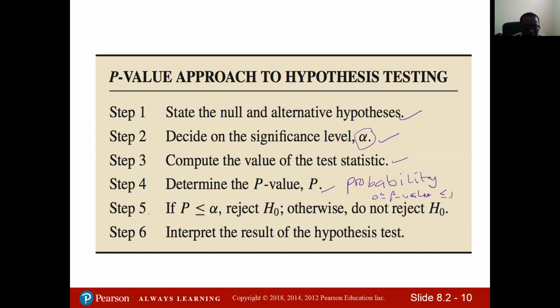Now, how do you decide? That is step 5: if your p-value is less than or equal to the significance level, alpha, we reject H0. Otherwise, we do not reject it. And then, of course, finally, you state your conclusion in the context of the problem.